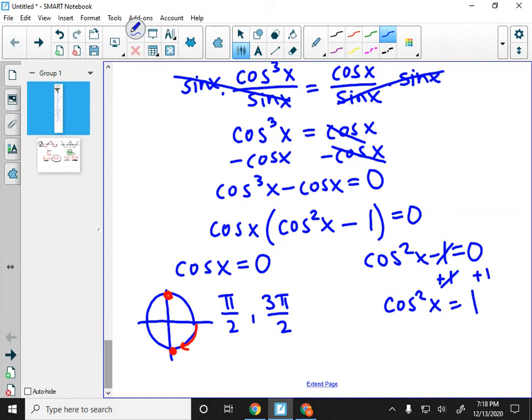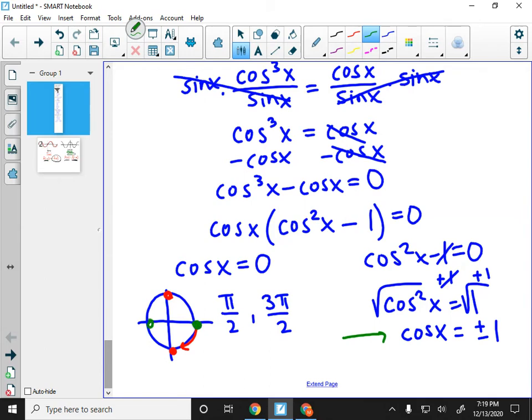And this is really like something squared equals 1. Well, to get rid of the squared, I'd have to take the square root, and the square root of cosine squared would just be cosine. The square root of 1 would be plus or minus 1. So I'm going to look back to my unit circle, and I'm going to try and find all the places that my cosine is a positive 1 or negative 1. That would be right here and right here.